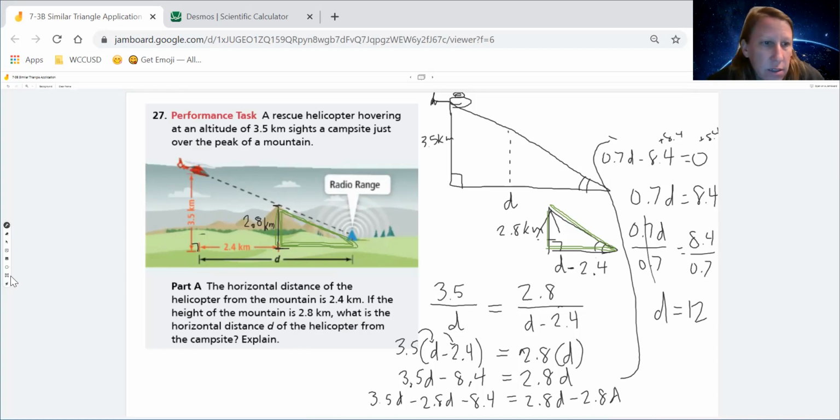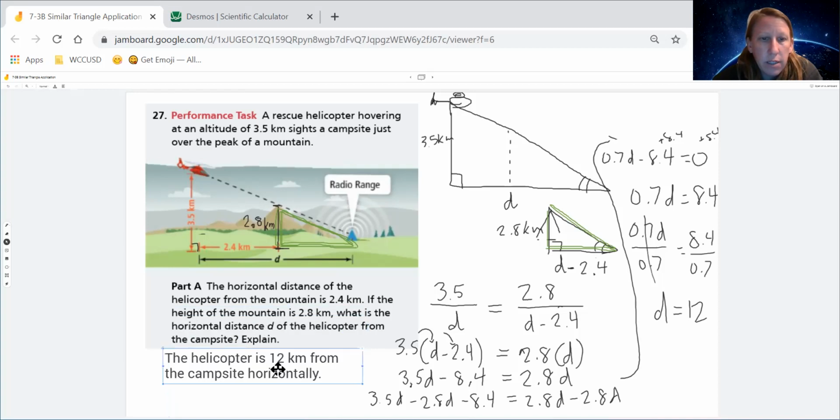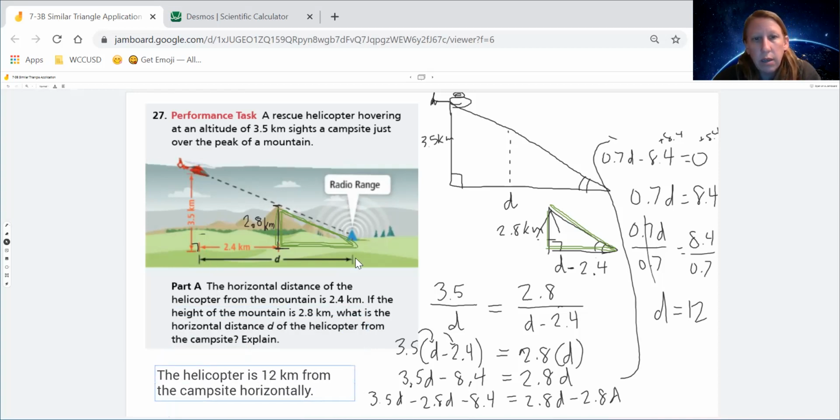The answer is the helicopter is 12 kilometers from the campsite horizontally, which may be important to tell people who are on the ground who are trying to get to the campsite to rescue people, that if you're not going around the mountain, it's going to be 12 kilometers to get there. Big plan ahead.